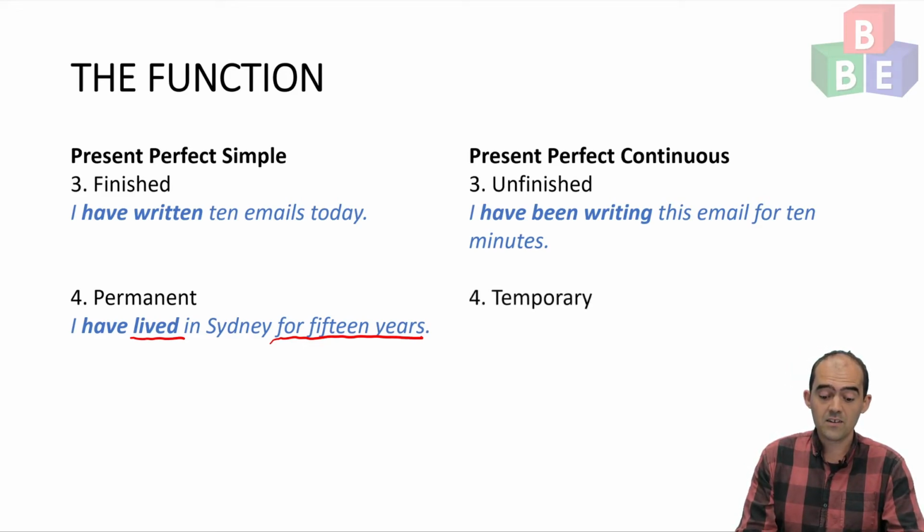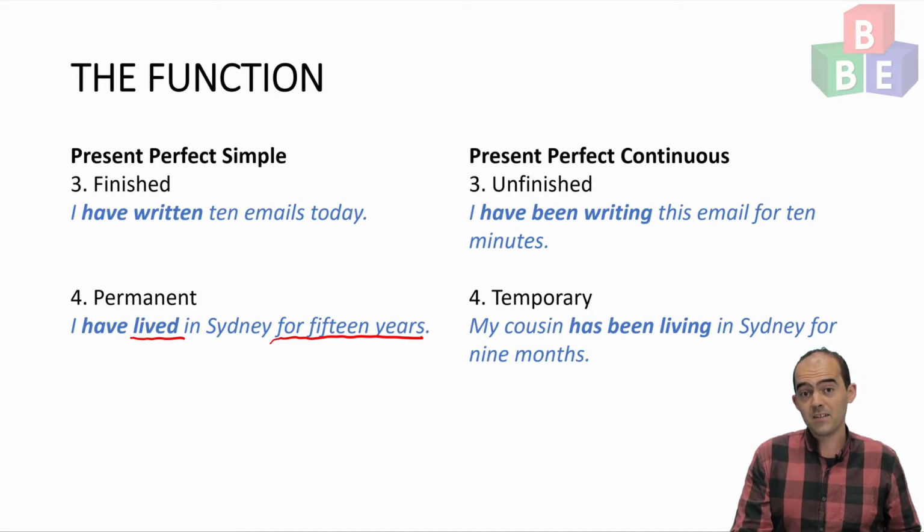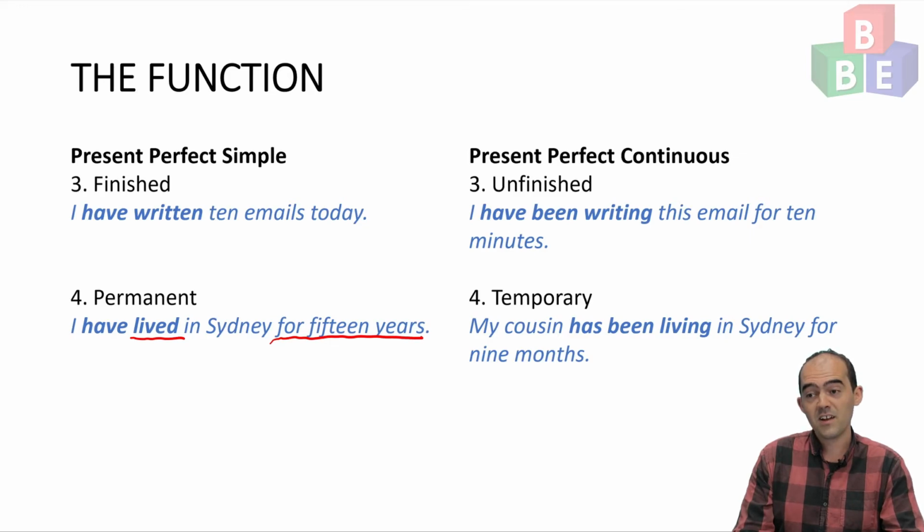On the other hand, the present perfect continuous is for temporary actions. My cousin has been living in Sydney for 9 months. My cousin is from England. She does not want to live in Sydney forever. She does not consider this her permanent home. So this is a temporary action.